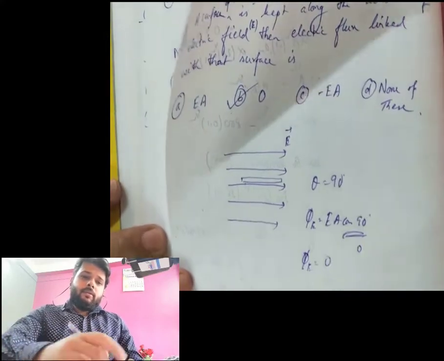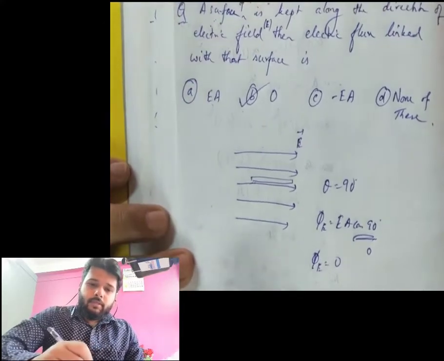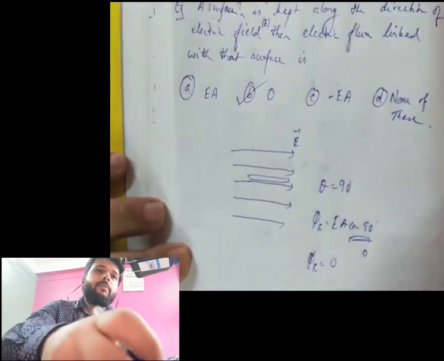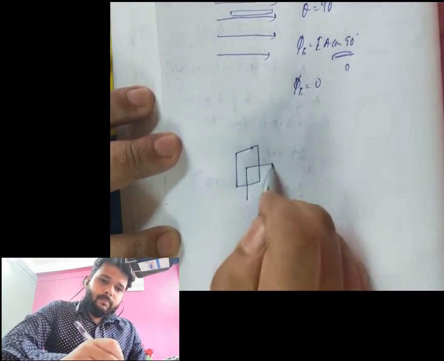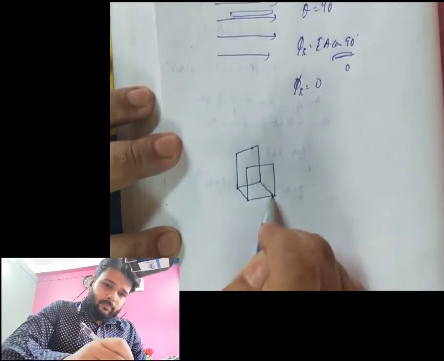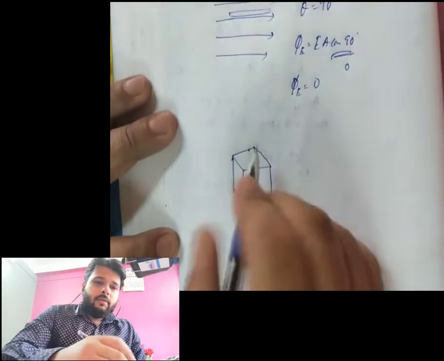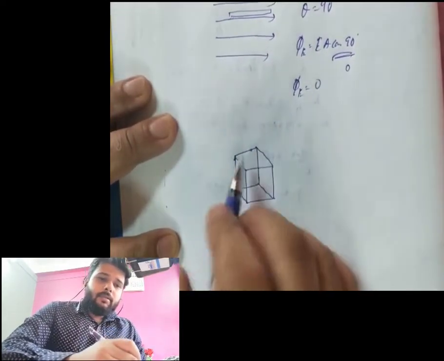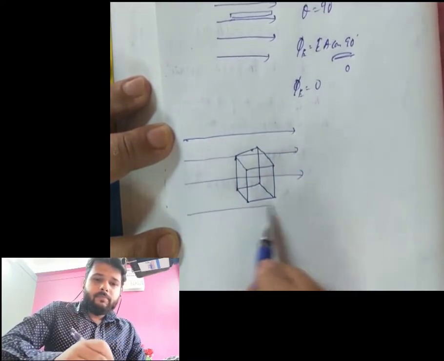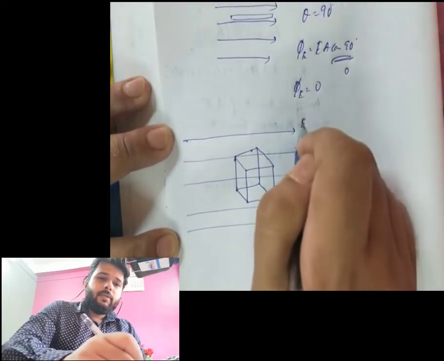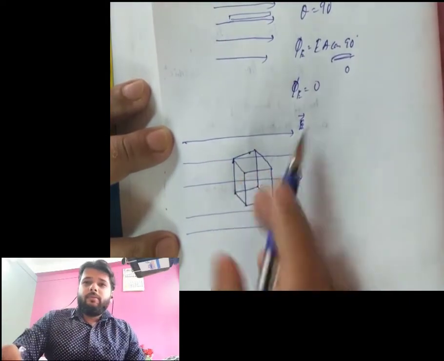Now here there was a surface, but suppose there is a closed surface, for instance, suppose there is a cube. This is a cube. Now this cube is kept in a uniform electric field, uniform electric field E. So how much is the electric flux linked with this cube?